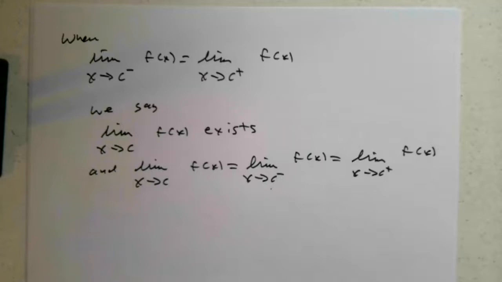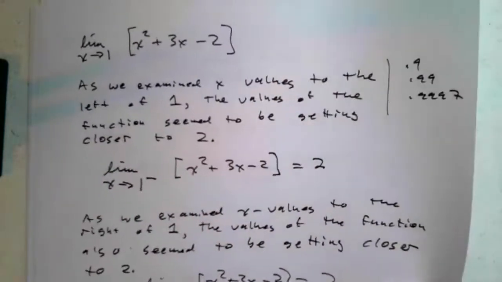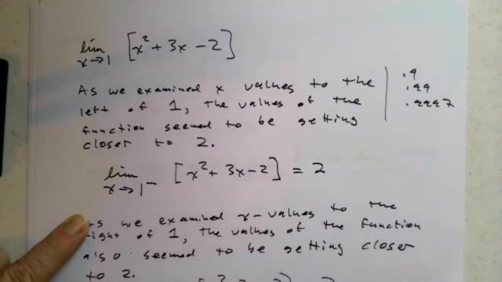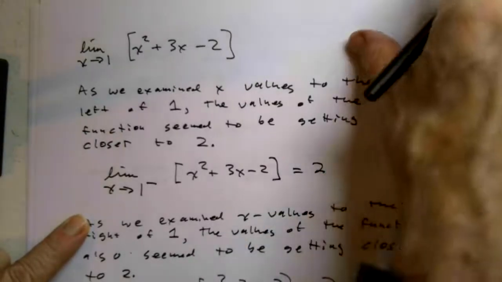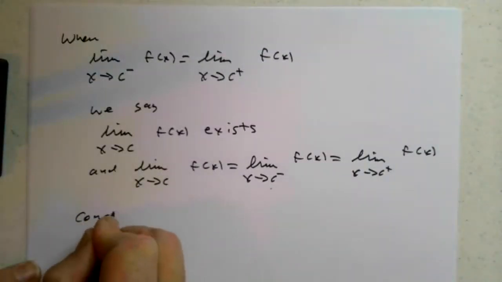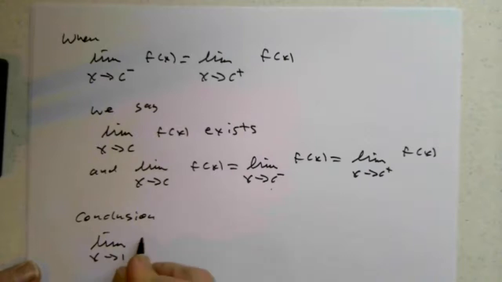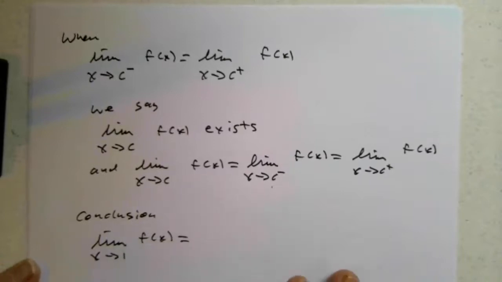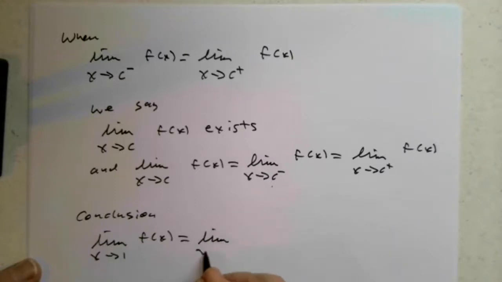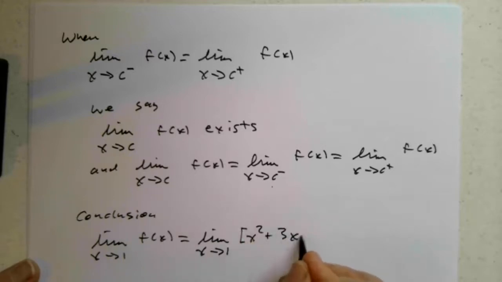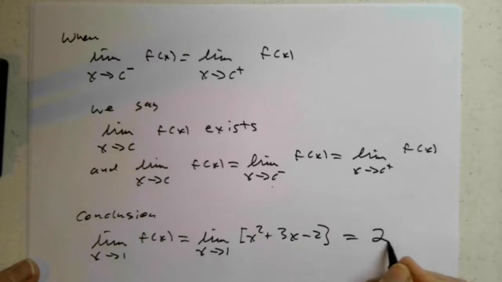So in our example, what did we show? We showed the limit as you approached 1 from the left equaled 2. So the limit as x approaches 1 from the right also equals 2. So our conclusion here in our example, the limit as x approached 1 of f of x, which was equal to the limit as x approaches 1 of x squared plus 3x minus 2, was the same as what? Was the same as 2, because the limit from the left and the limit from the right were the same.